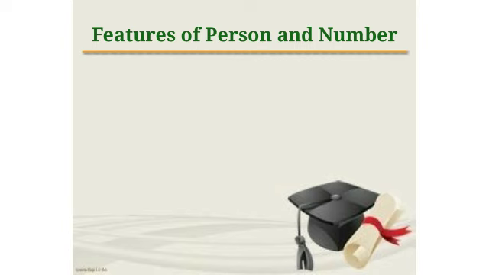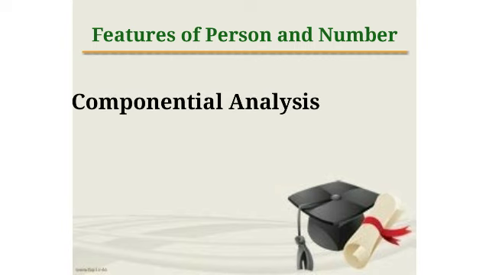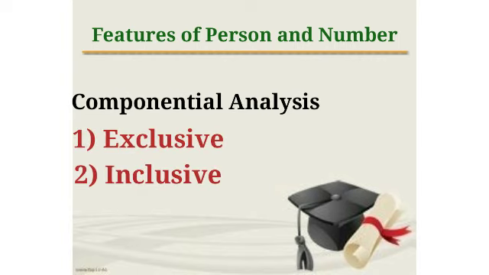Now, feature of person and number. There is componential analysis. That means we can analyze the components of meaning in this part. There are exclusive and inclusive. What is the difference between exclusive and inclusive? Exclusive excludes the addressee, while inclusive includes the addressee. For example, I and you specifically include the addressee, while she, he, they, and we are specifically exclude the addressee.